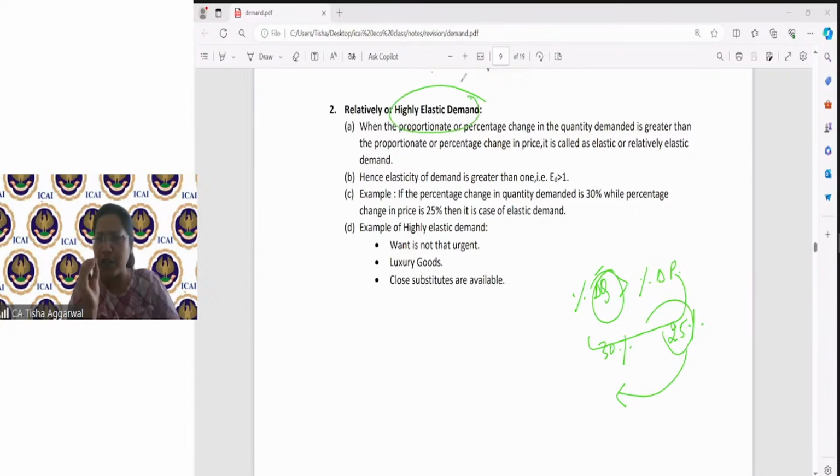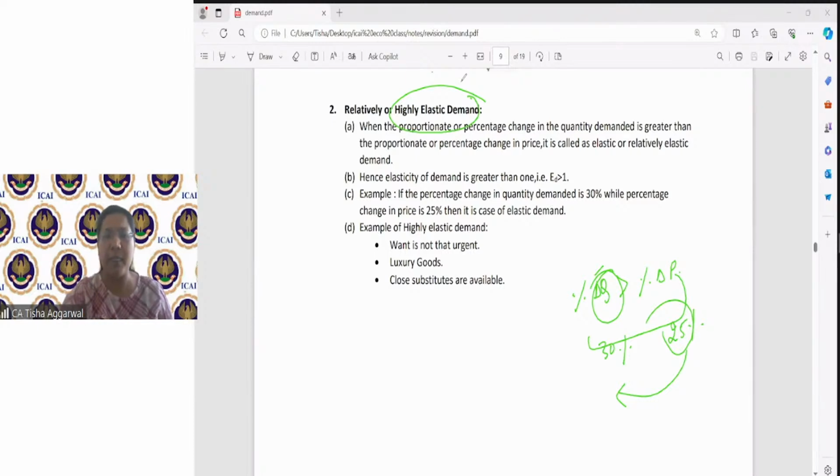I'll tell you one logic behind it. I belong to an income group wherein I cannot buy a commodity which is luxurious in nature. And please understand, luxury is a very subjective word. For me, for example, an air conditioner could be a luxury. For you, it could be a basic necessity. So the first thing we need to understand is that when a particular product is such that the want is not very urgent, that means I can postpone that want.